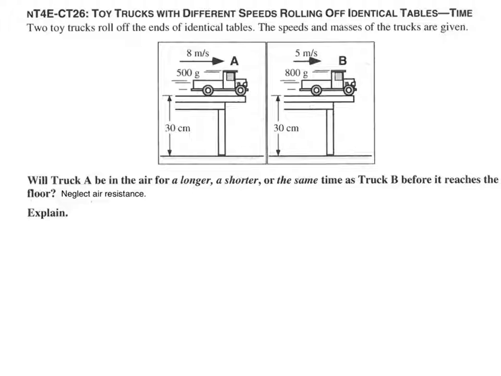Two toy trucks roll off the end of identical tables. The speeds and masses of the trucks are given in the picture below. Will truck A be in the air for a longer time, a shorter time, or the same time as truck B before it reaches the ground, neglecting air resistance?